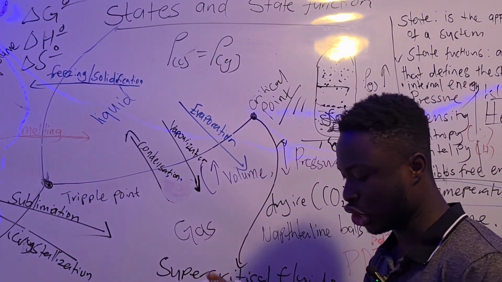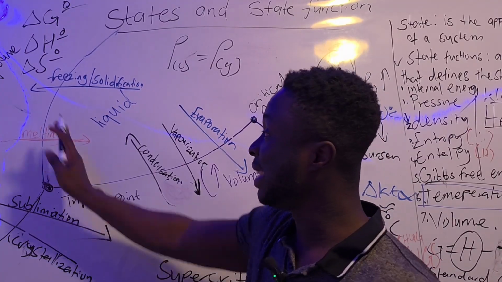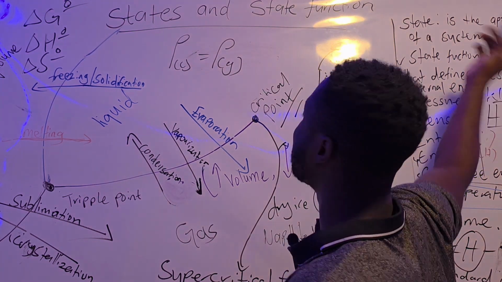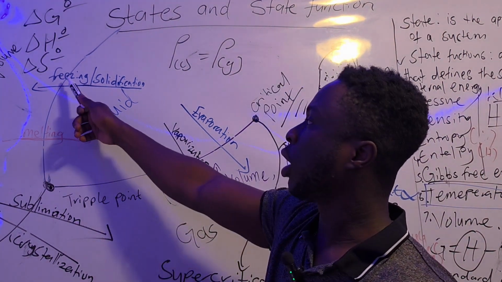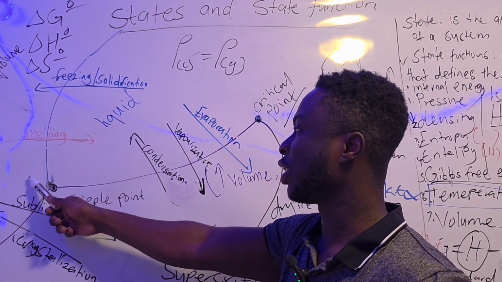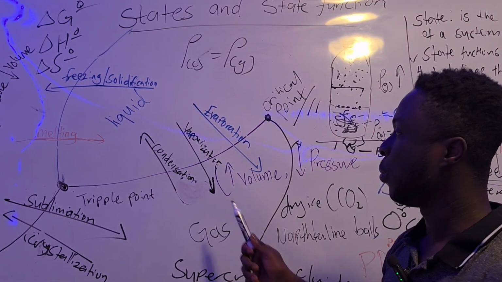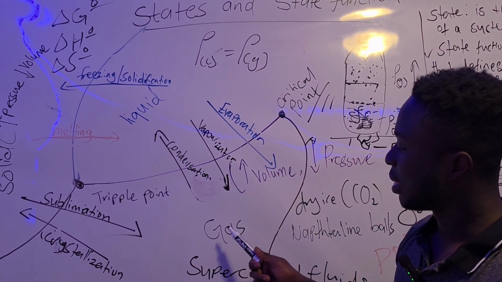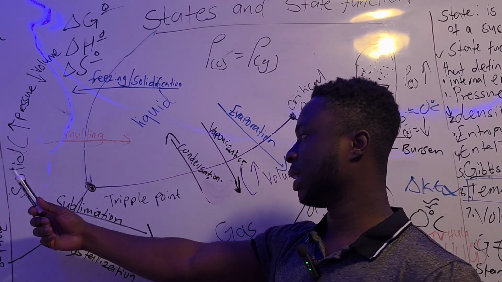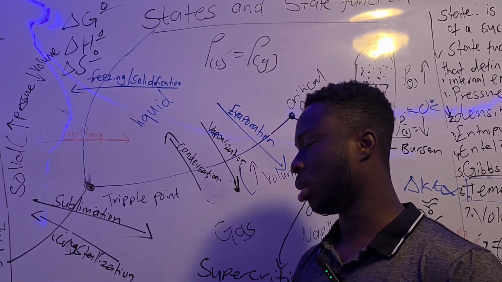So once we have all of that covered, we said the system could change from one form to the other. Basically, it could undergo a process. If it's undergoing a process, our state functions do not really depend on the process. We talk about freezing or solidification, that is liquid to solid. We talk about melting, that is solid to liquid. We talk about evaporation and vaporization, that is liquid to gas. We talk about condensation, that is gas to liquid. And then we talked about sublimation, that is solid to gas. And then we talk about crystallization, that is gas to solid.